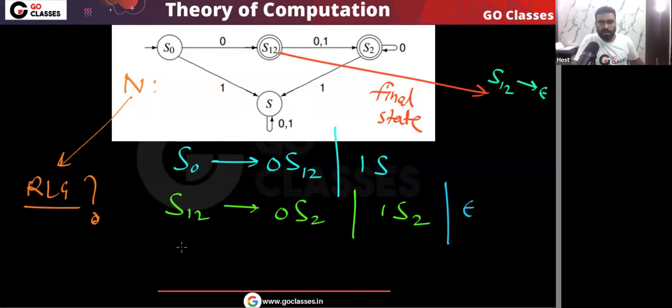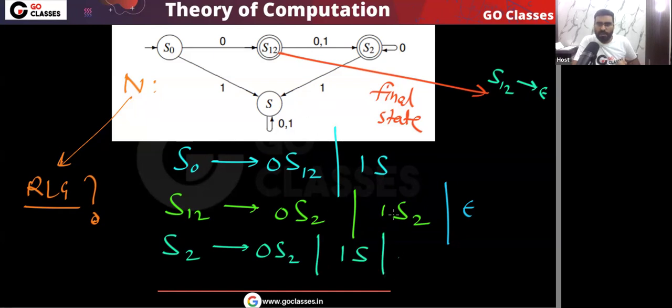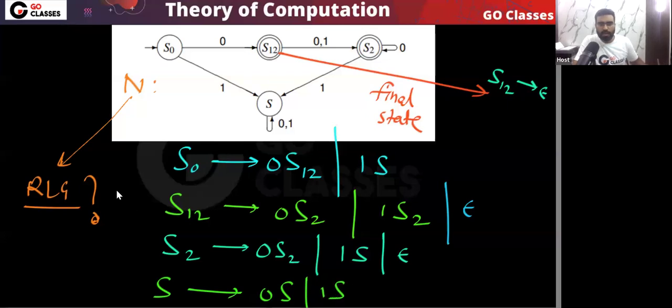Okay, clear? Next you can see, what about S2? S2 on 0 it is going to S2. On 1 it is going to S. And remember, S2 is also a final state, so we will put epsilon. Understood? And then finally this state S: on 0 it is going to S, on 1 it is going to S. Okay, so very simple, I hope you understood. So this will be the right linear grammar. Okay, understood? Let me know.